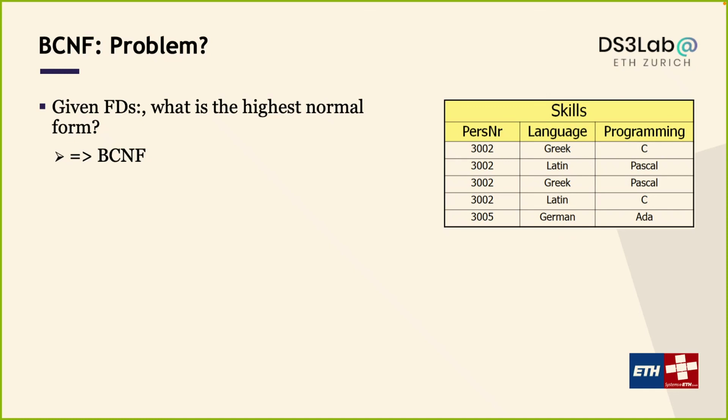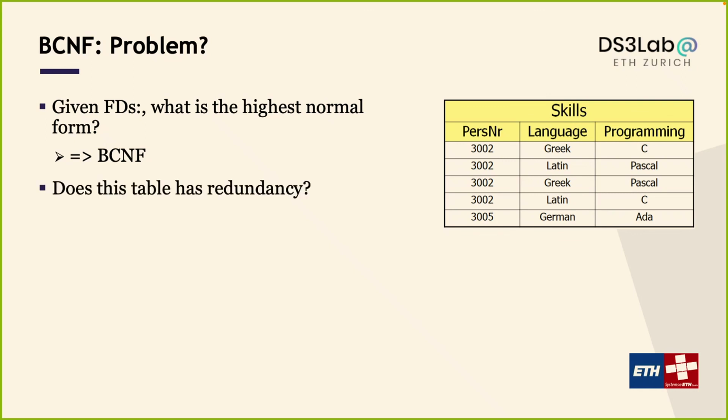right? The primary key of this relation is these 3 attributes: personnel number, language, and programming language. There's no functional dependency at all. So by definition, it's in BCNF. So it's actually in BCNF, but there's still data redundancy.